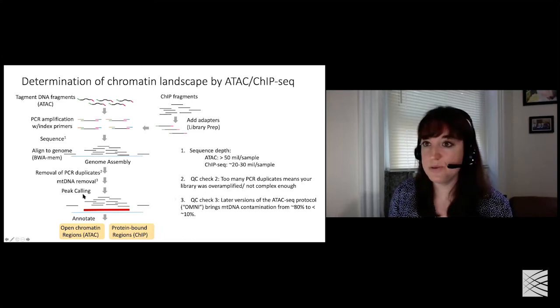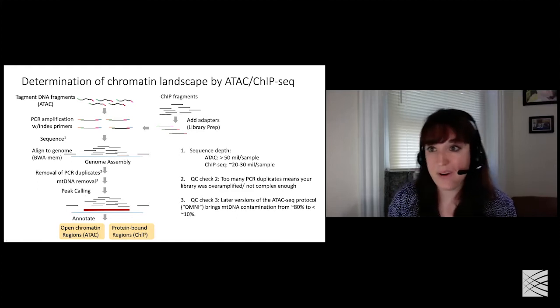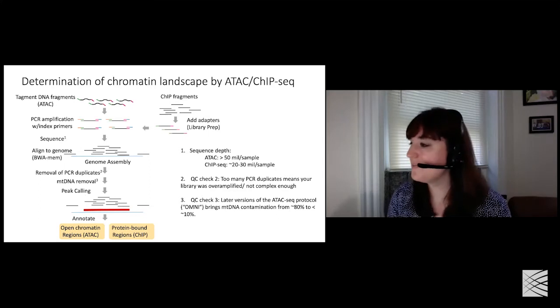The next thing you want to do is call peaks, and I have a whole slide on that on the next slide. This is an example of what this might look like. You have your reads that are mapped to the genome, and you can use different peak callers like MACS2 or HOMER to assign a peak. And then once you have your peaks, you can annotate them and assign them to genes. Then you have gene regions that are open for ATAC-seq, or genes that are bound by your protein of interest if you're looking at ChIP-seq data, which you can then integrate with your RNA-seq data. We'll get to that in a few slides.